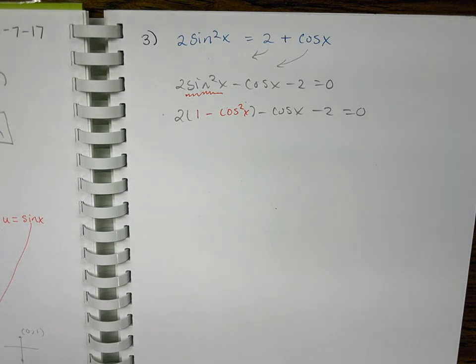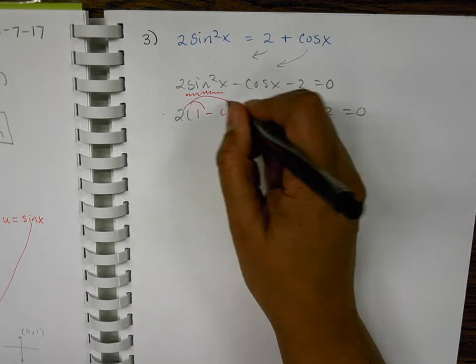And I'm going to let you guys continue this on your own. Distribute the 2, combine like terms, and factor.